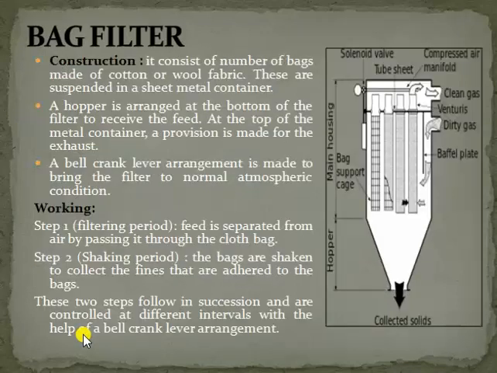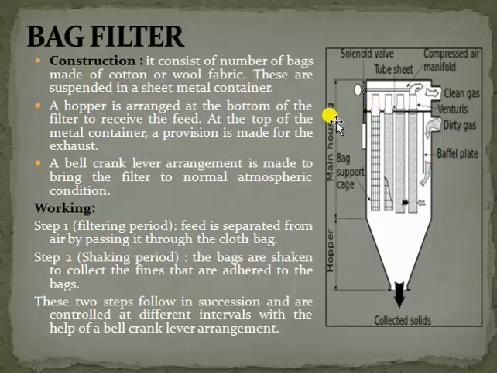Now, how does it work? Its construction consists of a number of bags made up of cotton or wool fabric. These are suspended in a sheet metal container. A hopper is arranged at the bottom of the filter to receive the feed. At the top of the metal container, a provision is made for the exhaust. Here you can see this image. A bell crank lever arrangement is made to bring the filter to normal atmospheric condition.